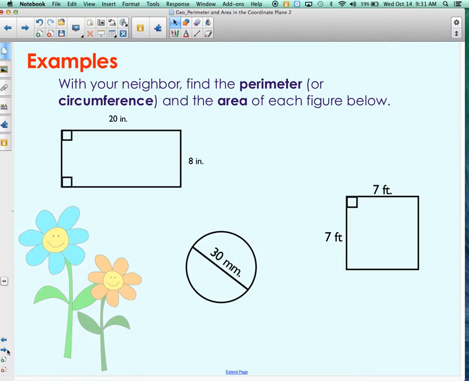50, 56. That's right. You don't need that. 30 times 5. So, I don't know. Not really trusting, guys.